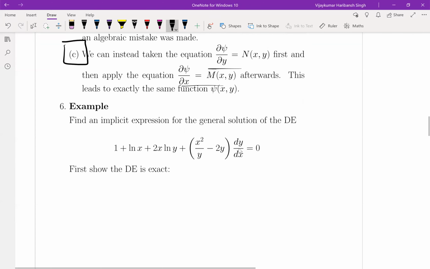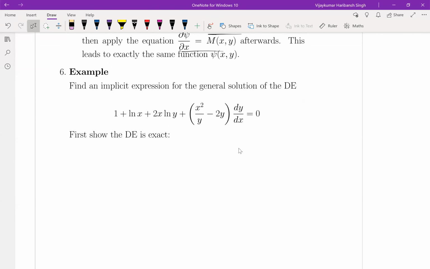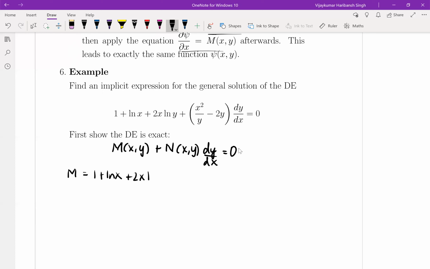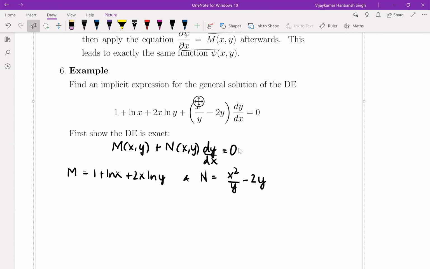So let's see. Here, if you compare it with m of xy plus n of xy dy by dx equals 0, we see that m is going to be 1 plus ln x plus 2x ln y, and n equals x squared by y minus 2y. So the first thing to check is whether this equation is exact or not. Okay, so let's see.